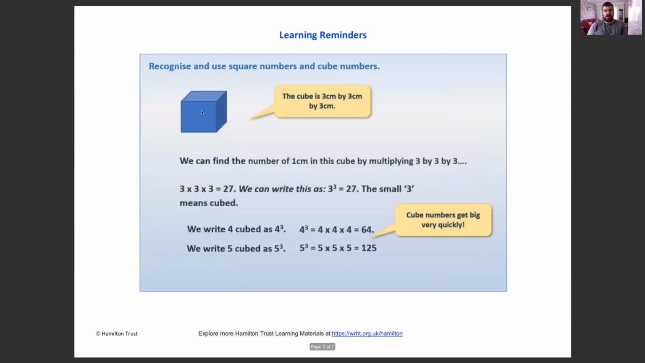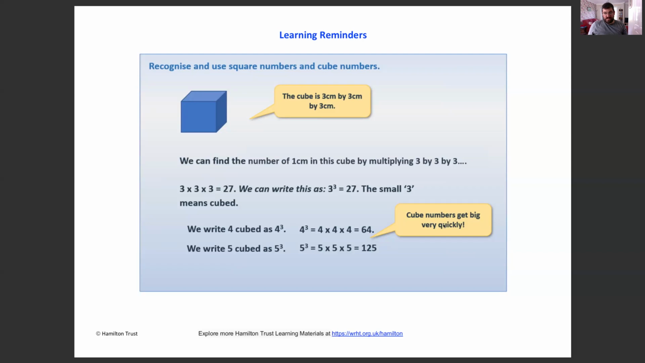But there's also cube numbers to look at today, which is a little bit of an extra challenge, because a cube number is a number times by itself, and times by itself again. It's not times 2 times 2, it's times by itself, and times by itself again. So if we look at this cube, it's 3 this way, 3 this way, and 3 this way. It's 3 by 3 by 3. In order to find its volume, which we measure in centimeters cubed, we times by itself. 3 times 3 times 3 is 27. So we write 3 cubed as 27.